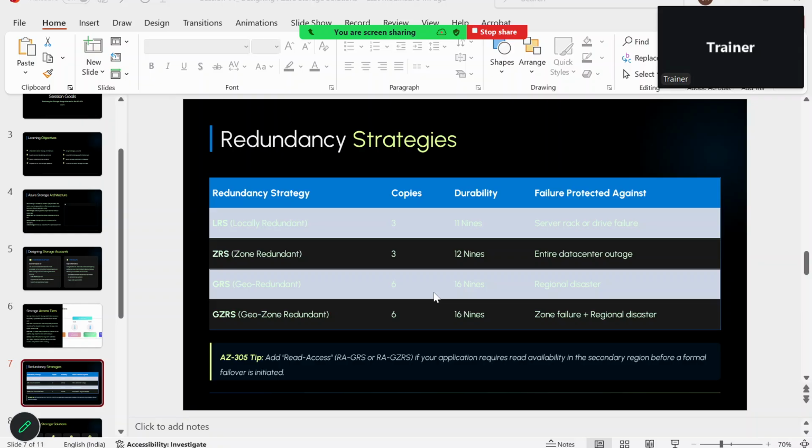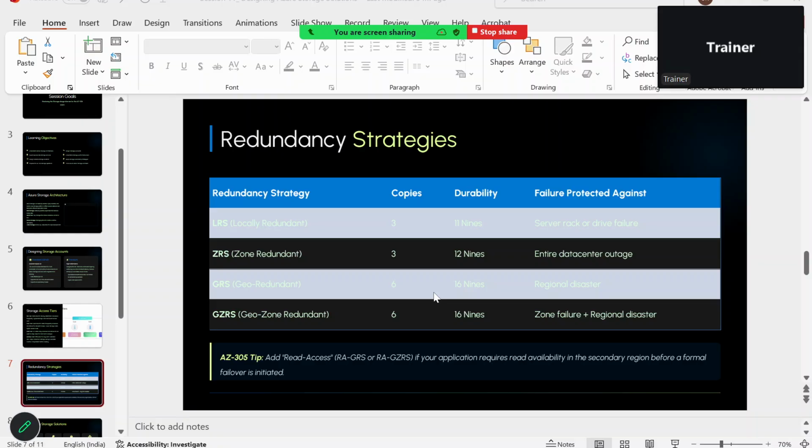What is GRS versus RA-GRS? If the feature is secondary replication, it is enabled for GRS and also enabled for RA-GRS. If the feature is read from the secondary region, it is not enabled for GRS but it is enabled for RA-GRS. If the feature is DR protection, it is enabled for GRS and also enabled for RA-GRS.